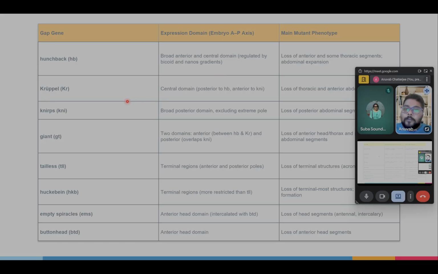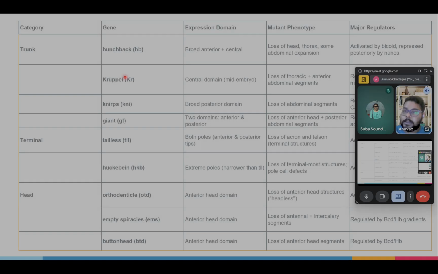Here, this is just a table to show you different gap genes. Actually not this one, this one is the one we want. So in the trunk we have the more important ones: hunchback, crupple, nerves, and giant. At the ends we have two important ones, which are tailless and buttonhead.